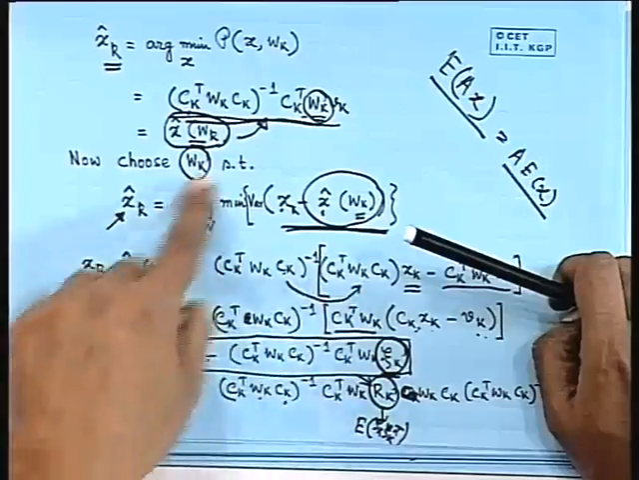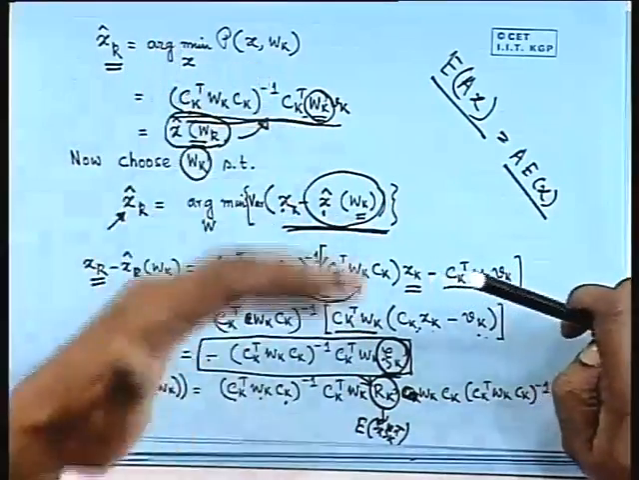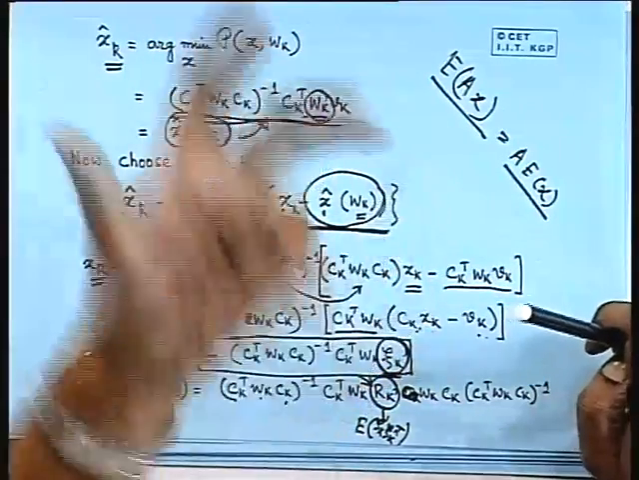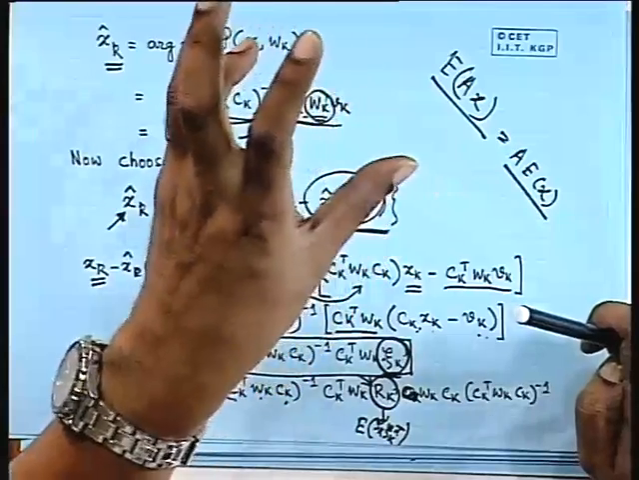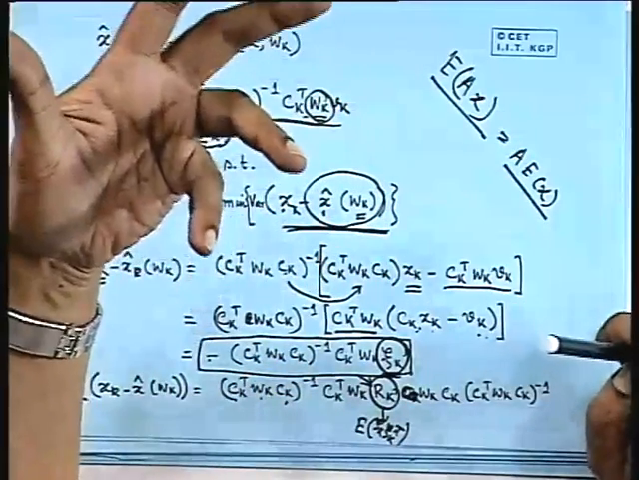Because we wanted to finally come to solve this. So we are doing it in two steps. We want to solve this, but we don't know how to solve this directly, so we have first solved the problem and then we are choosing. This is just a way of proving.